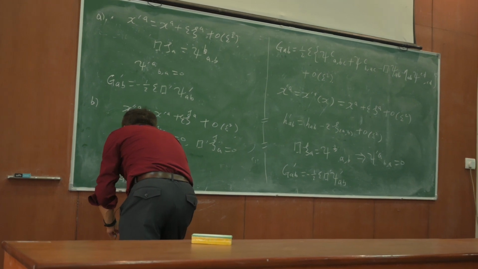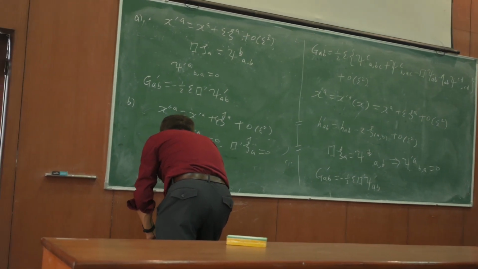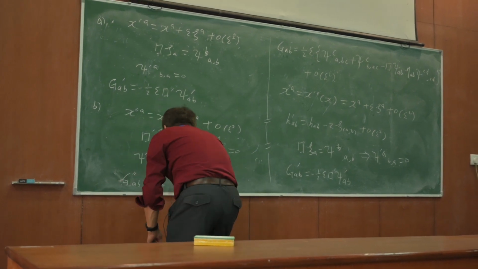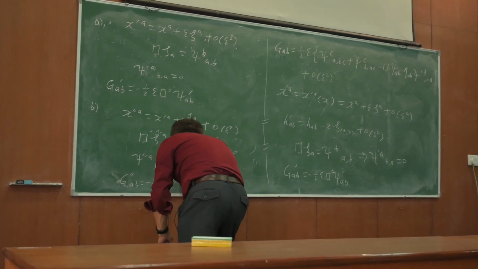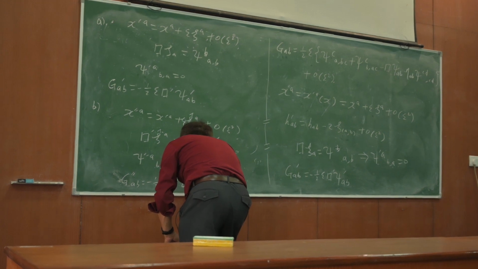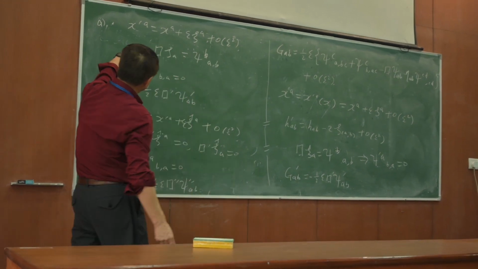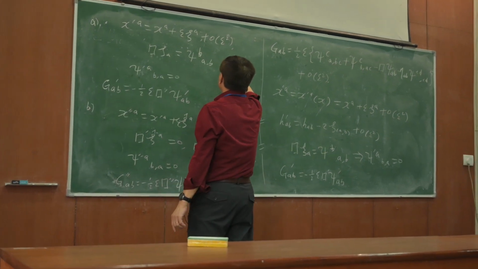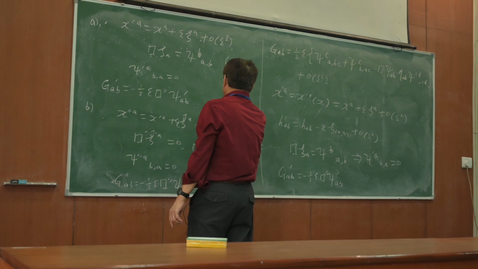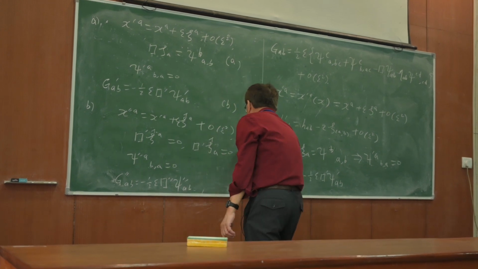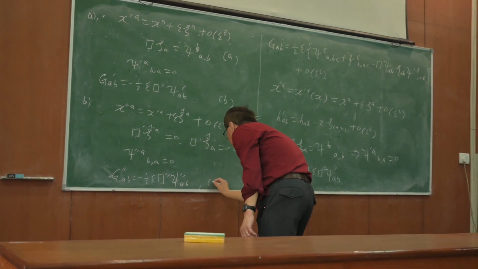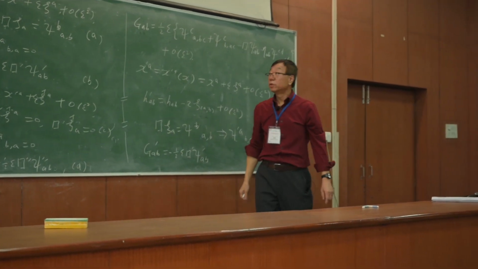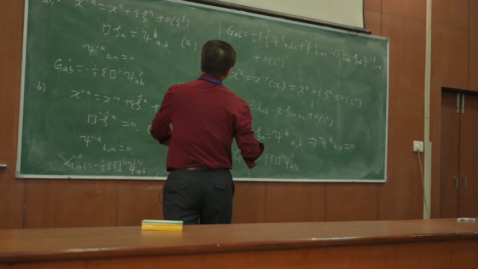So in this coordinate, I can have g'_AB equal minus 1/2 epsilon psi double prime. I have the same thing here. These are my equations. Let's see, A, B, C, D. Okay?